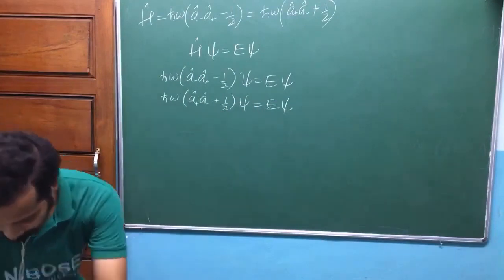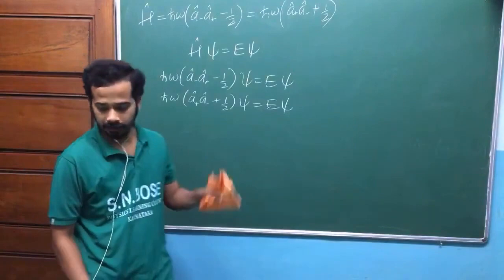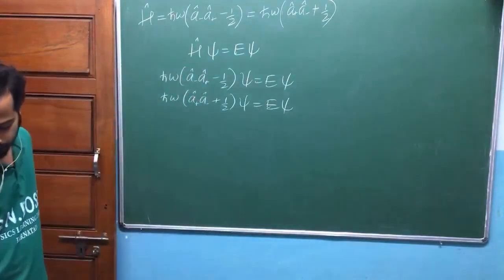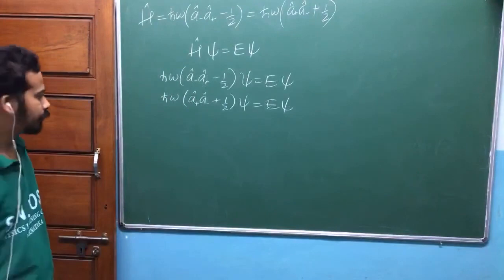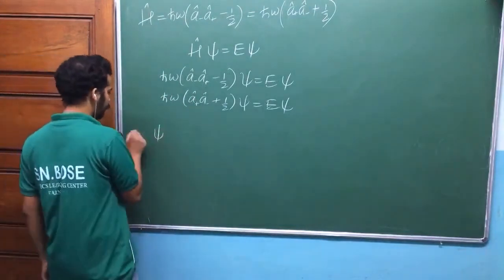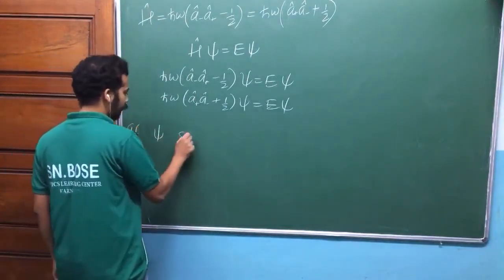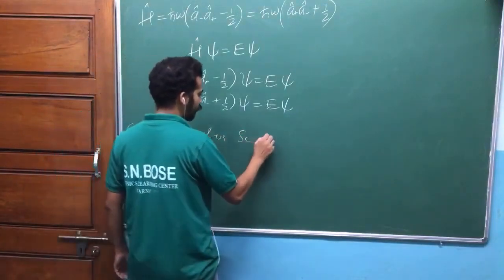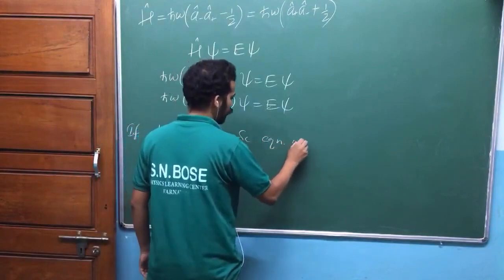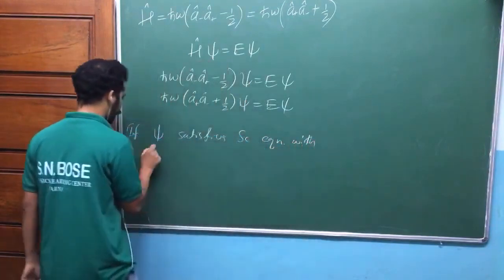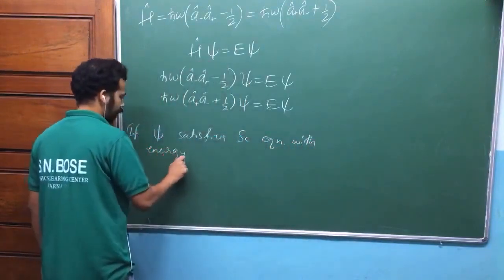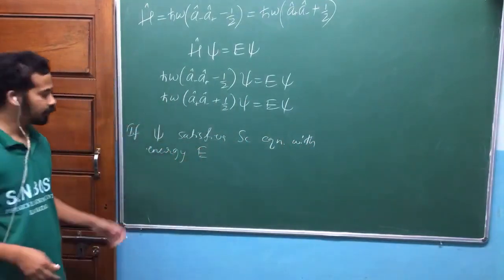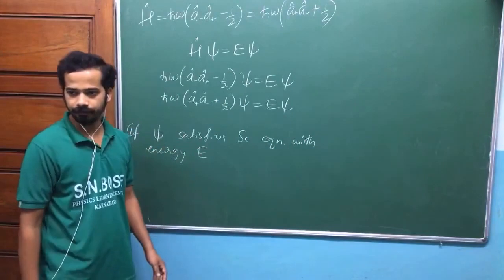Now I'll put one statement here. Again, he put that statement in a box. You can just see the book. If psi satisfies Schrodinger equation with energy E, again we should have a statement first, then we shall try to prove that statement.